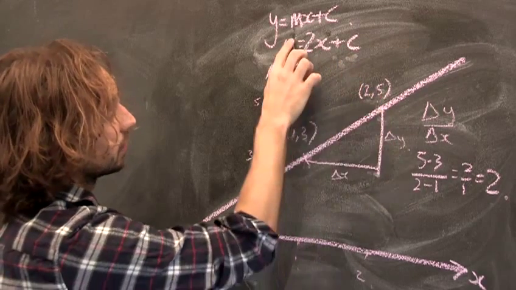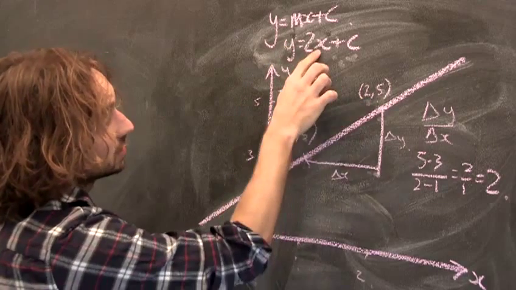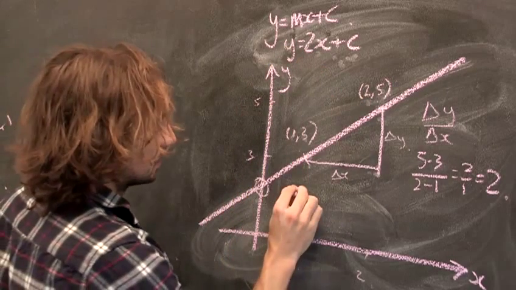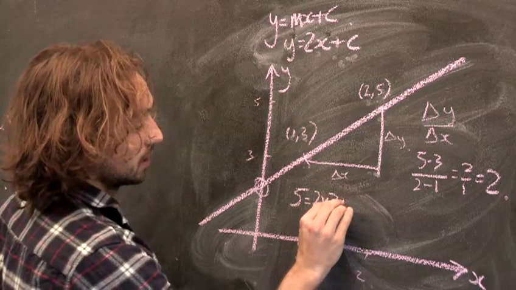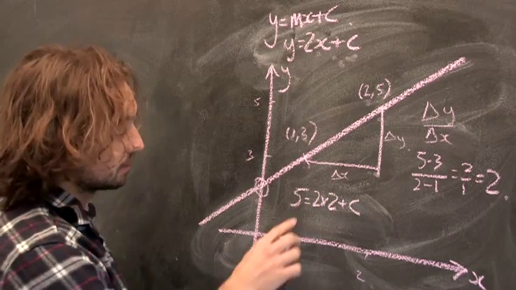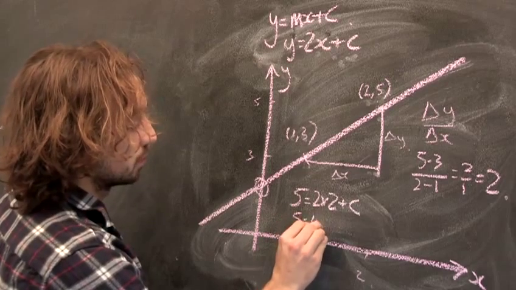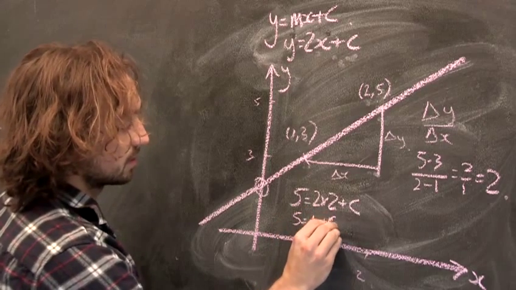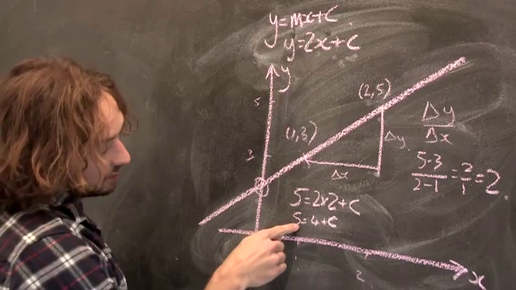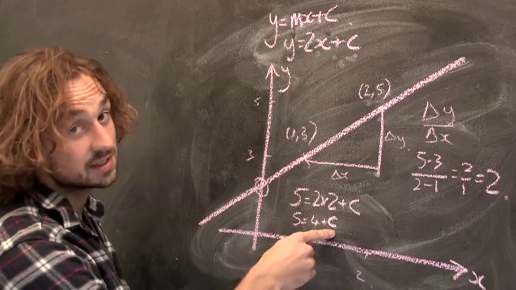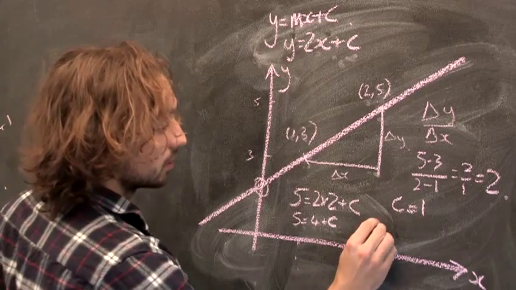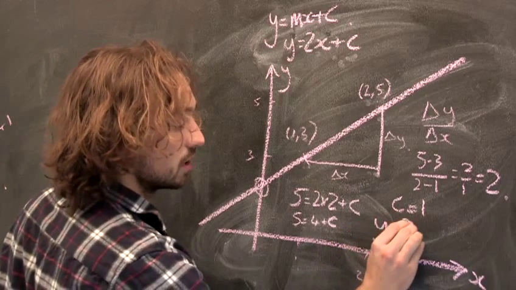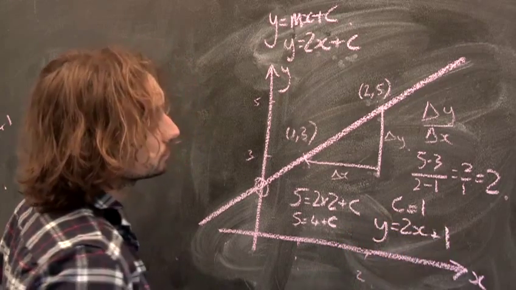So we put 5 where there's a y and a 2 where there's an x. So we get this, 5 equals 2 times 2 plus c. So that means that 5 equals 4 plus c. So c represents a number. 5 equals 4 plus c, well that must mean that c is 1. So we know that c equals 1. So we know the equation of our line is y equals 2x plus 1.